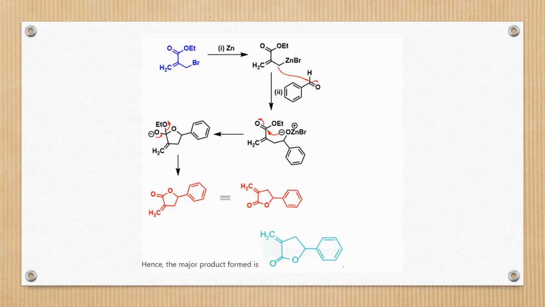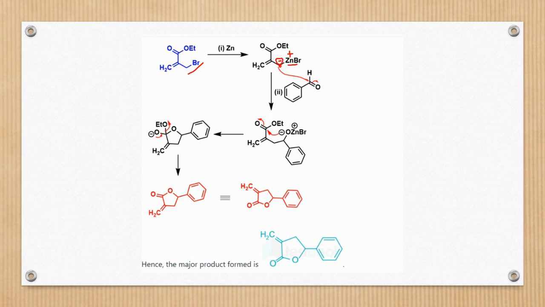So what will happen? Now this zinc, first of all, will oxidatively insert between this C-Br bond to give you this Zn-Br. Then, there being a negative charge here, basically what will happen? This ZnBr will get a positive charge. Why? Because of the electronegativity difference between carbon and zinc, carbon is getting a negative charge because zinc, being a metal, is highly electropositive in nature.